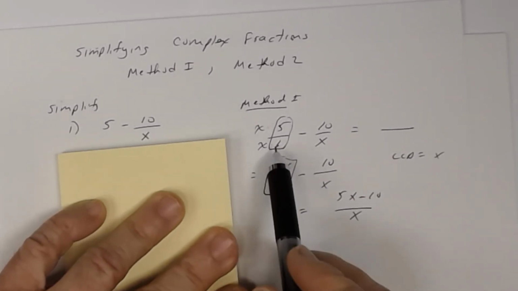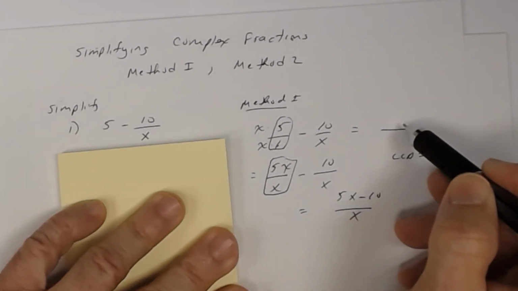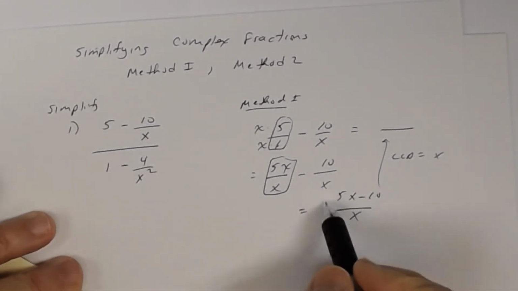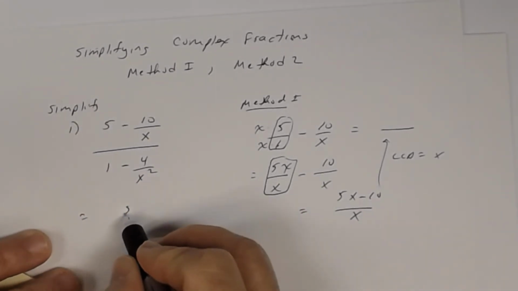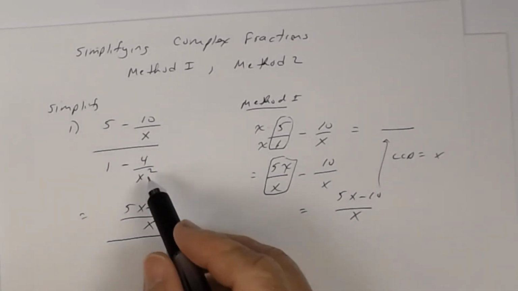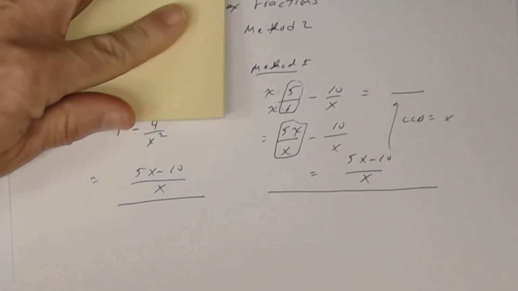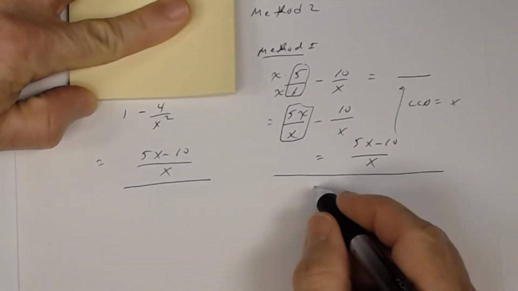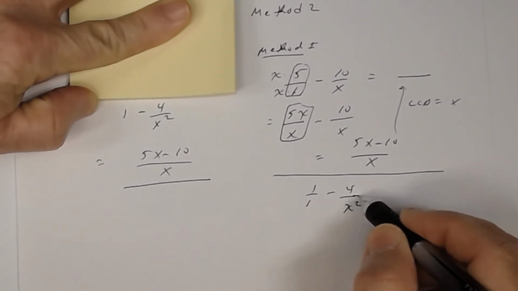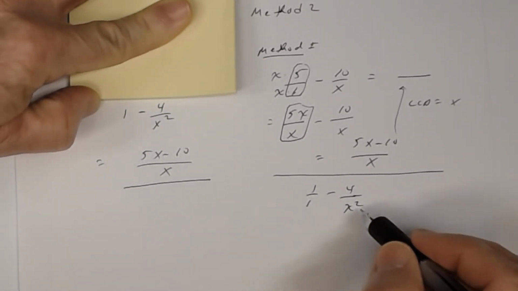Notice that this right here is what I wanted here. So the numerator is this one rational expression: 5x minus 10 divided by x. And then you do the same thing with the denominator. The denominator is 1 divided by 1 minus 4 divided by x squared. And the LCD here is x squared.